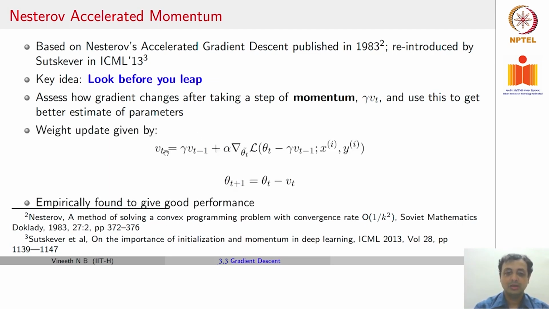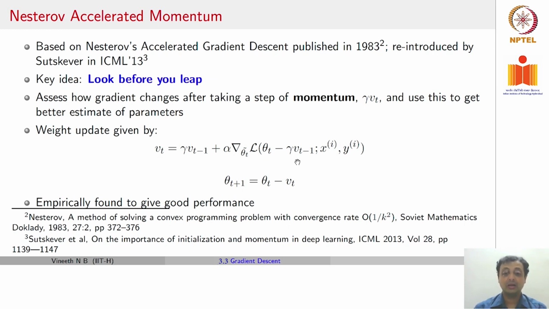So we're saying now that this equation is very similar to what you saw for the momentum equation. Vt is equal to gamma Vt minus 1 plus alpha times the gradient of L with respect to parameters x and y. What's the difference here? If you observe carefully, the main difference between this equation and the equation that we had a couple of slides back for momentum is this term here. This term for momentum was simply theta t, but this term for us now is theta t minus gamma times Vt minus 1.